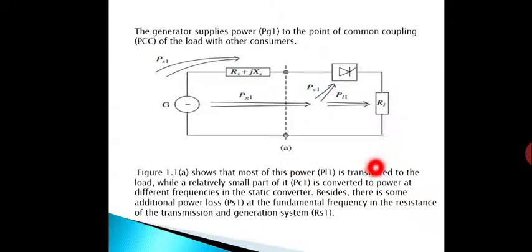Converter to different frequency in the static converter. Besides, there is some additional power loss PS1 at the fundamental frequency in the resistance of the transmission line, transmission and generation system. So this is the fundamental frequency loss. So this we call as normal losses in the transmission lines. So this PC1 is the losses in the converter caused due to the nonlinear load, that is at different frequency.